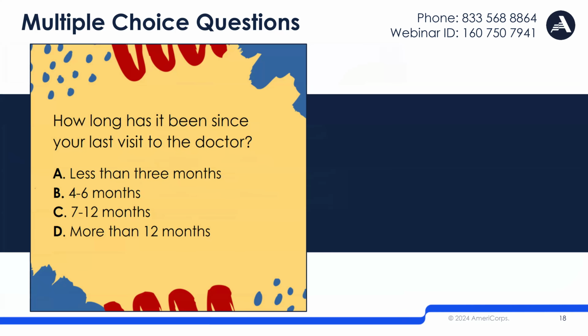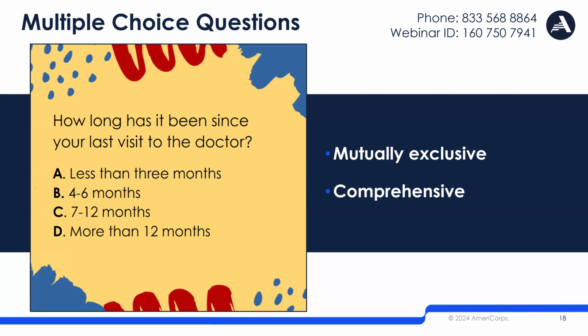So multiple choice questions, and honestly, Likert scales and sliders, Likert scales particularly, are in a way just a variation of multiple choice questions. But multiple choice questions more broadly are questions where participants select one response from the responses you provide. For example, the question on screen asks, how long has it been since your last visit to the doctor? Which has the options less than 3 months, 4 to 6 months, 7 to 12 months, and more than 12 months. Response options should be mutually exclusive and comprehensive.